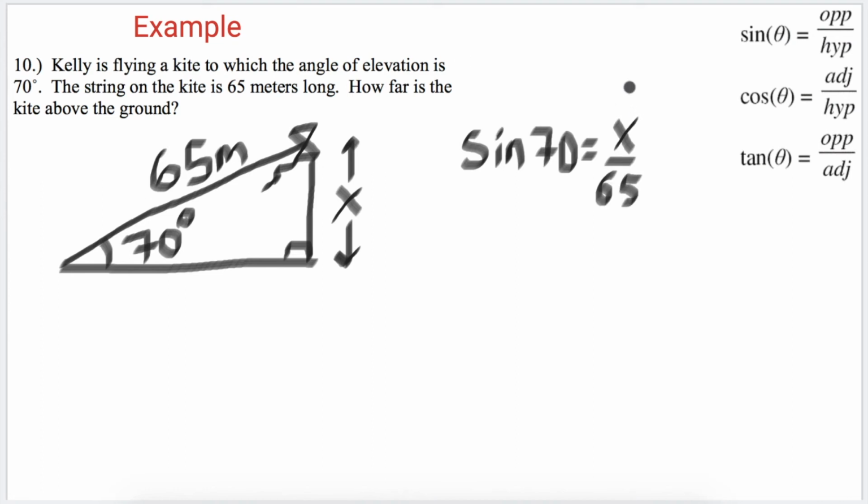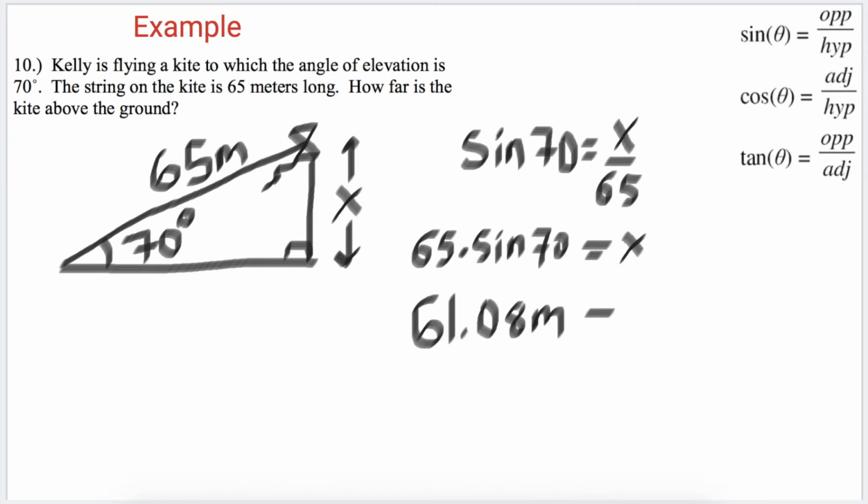If I want to find x, I need to cross multiply 65. When you cross multiply 65 on both sides, you're going to have 65 times sine of 70 is equal to x. Using your calculator, the final answer is going to be 61.08 meters is equal to x. This is how high the kite is above the ground.